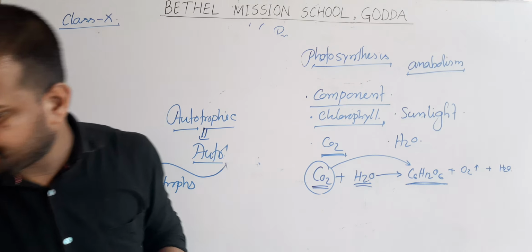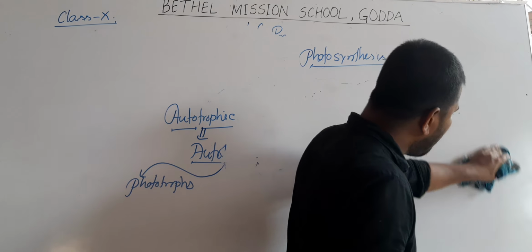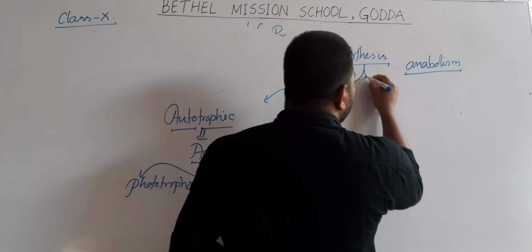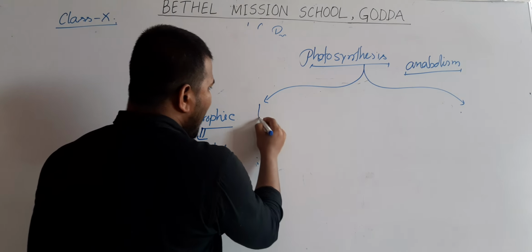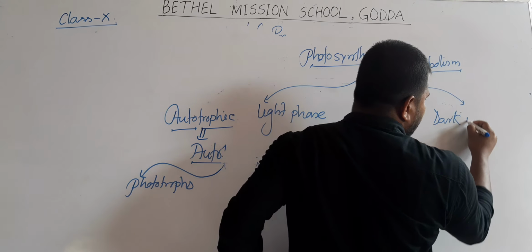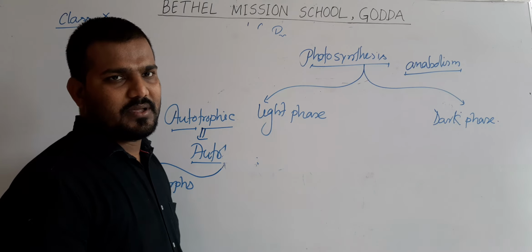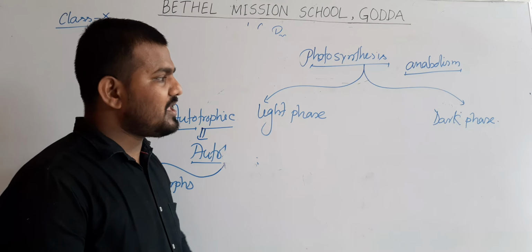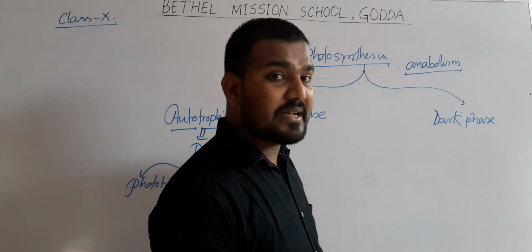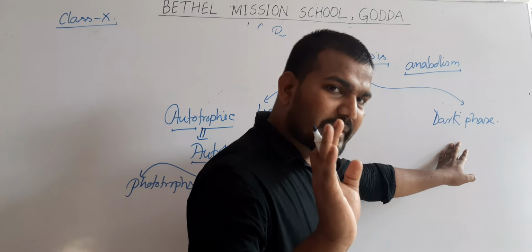Now the process of photosynthesis. Photosynthesis takes place in two phases: the light phase and the second one, the dark phase. The light phase means the sunlight-dependent phase. We find that in the light phase sunlight plays an important role. And in the dark phase, though sunlight does not play any important role, the source of energy will be ATP. ATP is the energy currency, adenosine triphosphate.